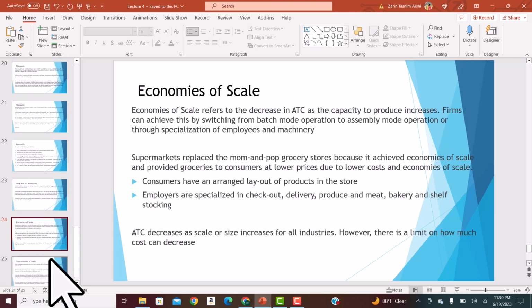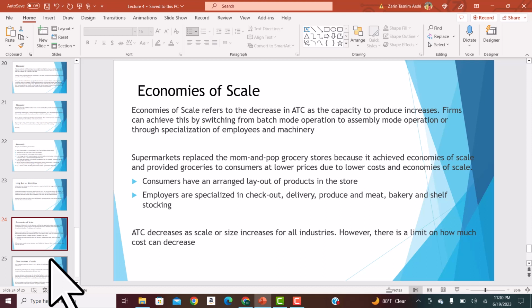So that takes us to economies of scale. What is economies of scale? Economies of scale refers to the decrease in average total cost as the capacity to produce increases. As we produce more and more output in the long run, the average total cost decreases, which means the farm will enjoy economies of scale. Because the average total cost decreases, their profit will go up because they are going to be making more money.